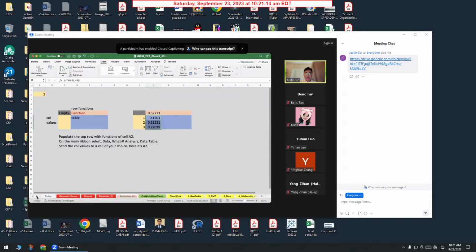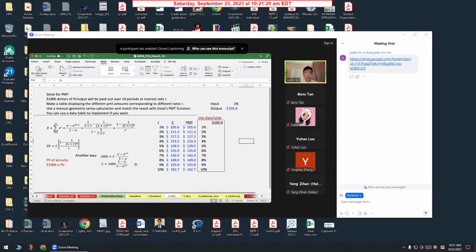We have a few minutes left, so a few other things here in the yellow tab. Number 2, solve for payment, PMT. $1,000 of principal paid out over 10 years, interest rate R. We don't know what R is, but make a table displaying the different payment amounts corresponding to different rates. And use your manual geometric series calculation and match the result with the Excel PMT function. You can use the data table to implement it if you want.